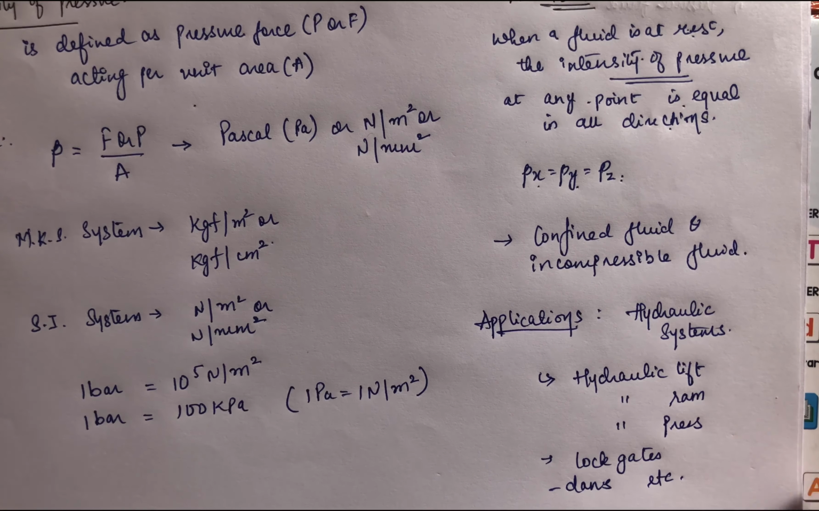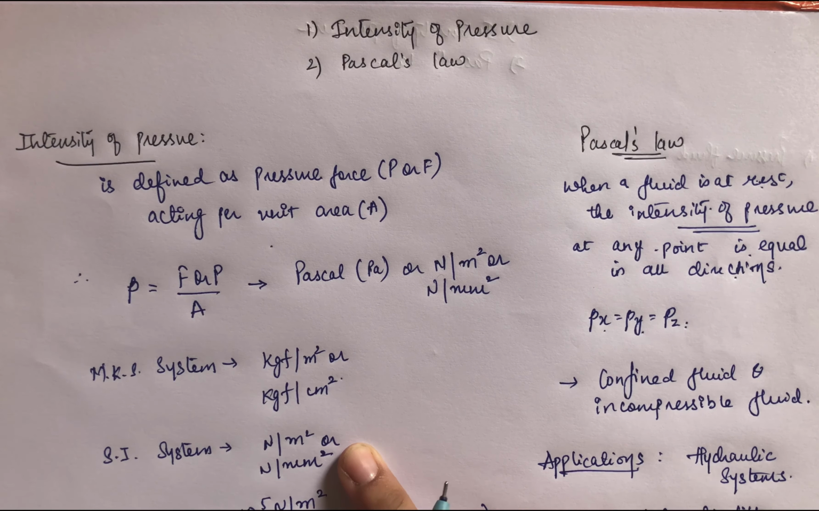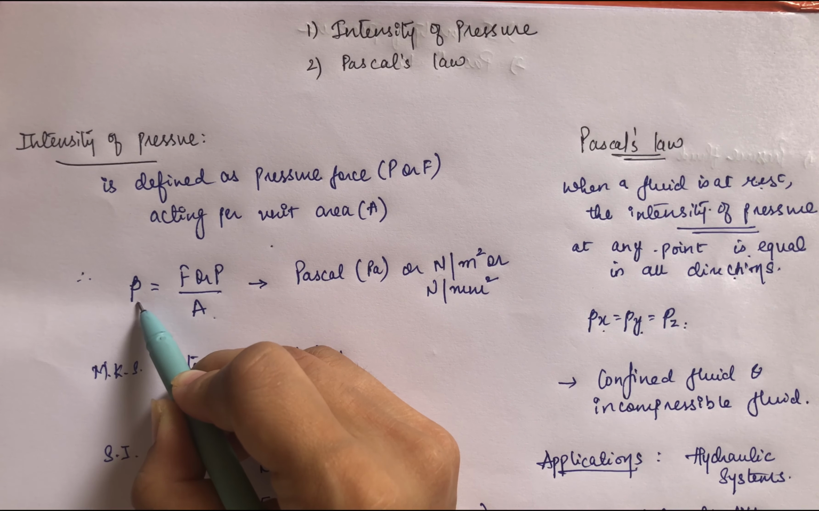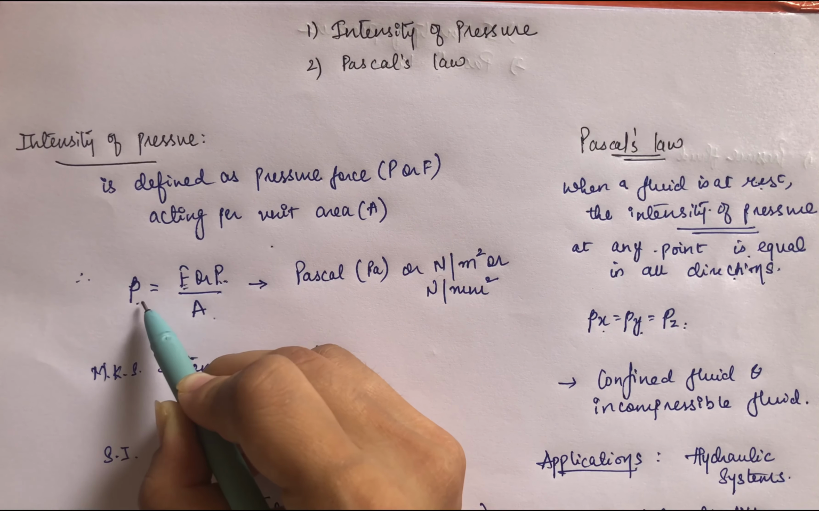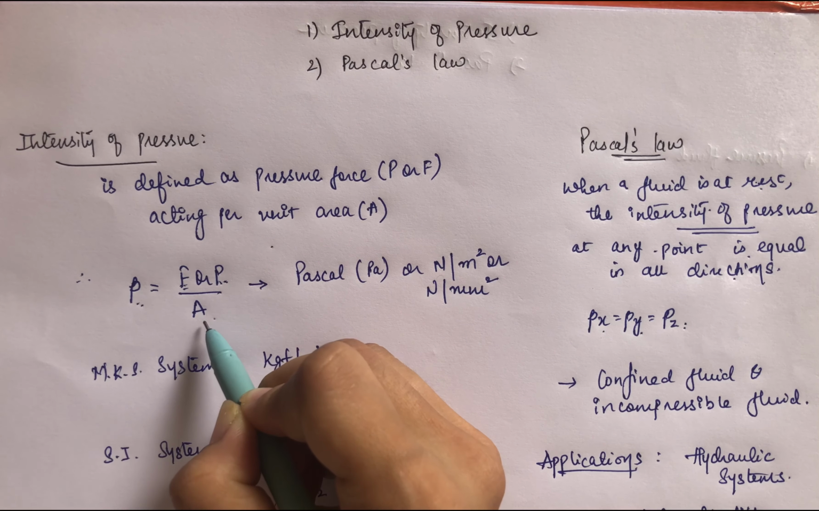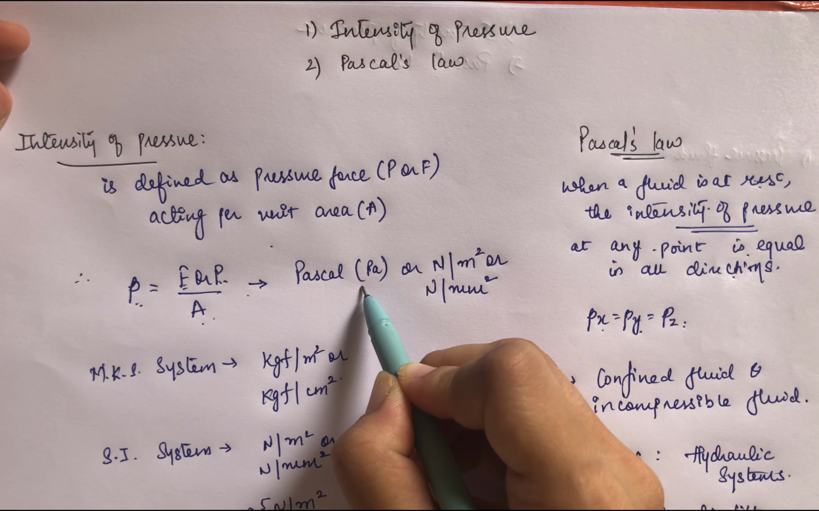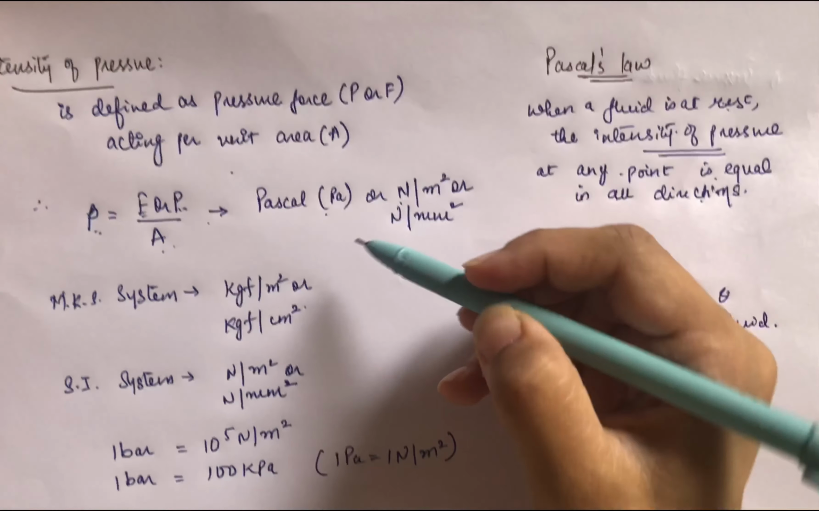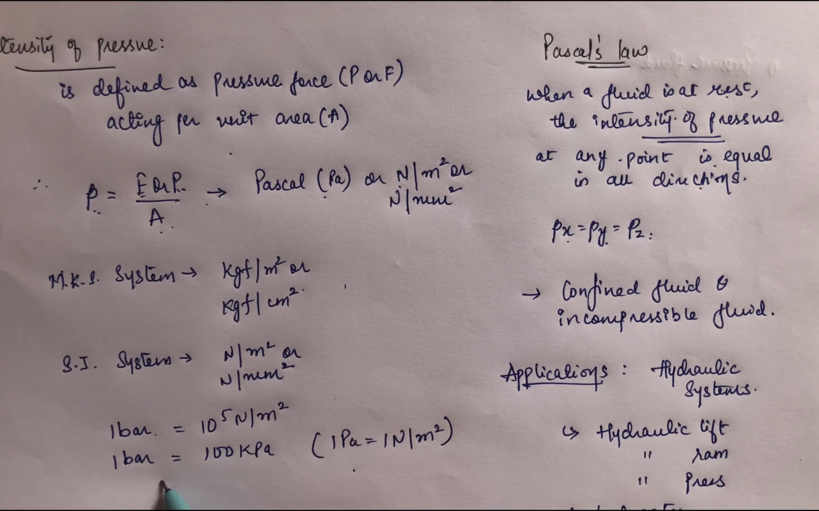So I hope now you are clear with the two topics over here, that is intensity of pressure, which is defined as the pressure force per unit area. This is the small p and this is the capital F or capital P, which are referred to as the pressure force. This is intensity of pressure and this is unit area, and it is generally expressed in terms of Pascal or Newton per meter square or Newton per mm square. These are its MKS and SI system of units, and also in terms of bar.